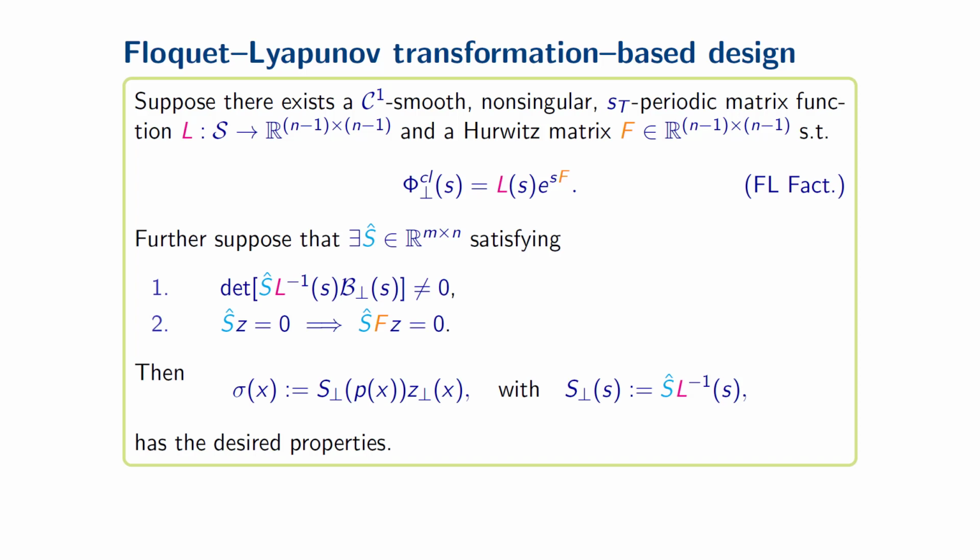Supposing that we could, then much like we did for the linear time invariant system, if we can further find some m by n matrix S hat, which satisfies this non-zero determinant or invertibility condition, and which annihilates a particular subspace of this matrix F, then using a projection operator and the transverse coordinates we assume we know, we can define this switching function sigma with S perp shown here, and it has these properties we desire as we saw earlier.